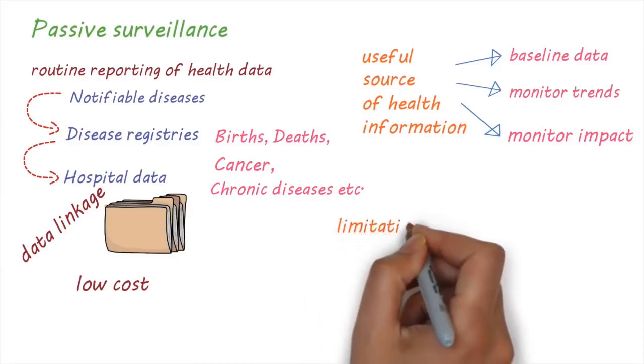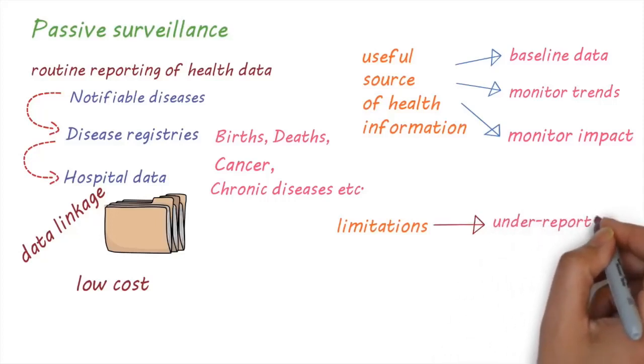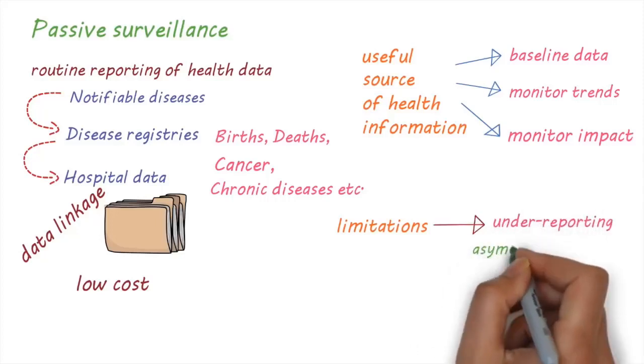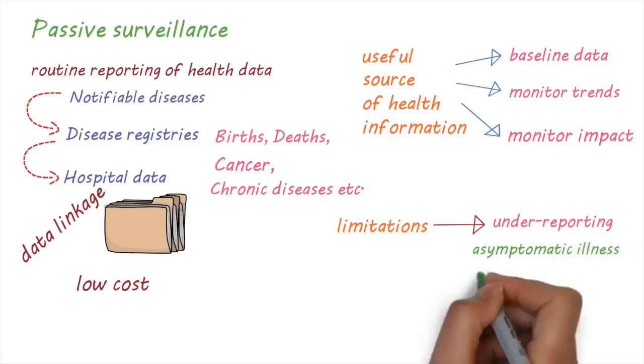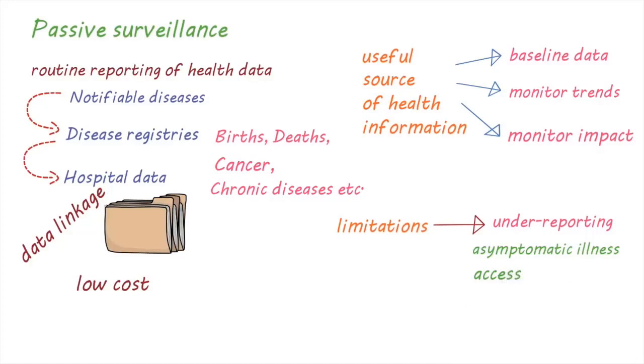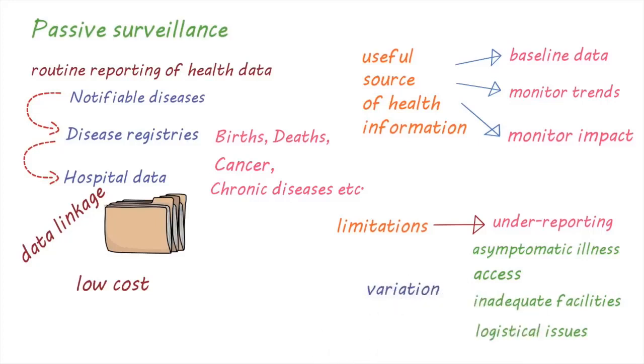There are, however, a number of limitations of passive surveillance. The main one is underreporting. Diseases can be underreported because people have mild or asymptomatic illness and don't seek medical treatment, or there's a lack of access to treatment. It could also be because laboratory facilities needed to diagnose a disease are not adequate, or that there are logistical problems with reporting disease. In fact, there can be a lot of variation in passive surveillance systems from country to country, which is a reflection of social, economic, cultural, and epidemiological factors.